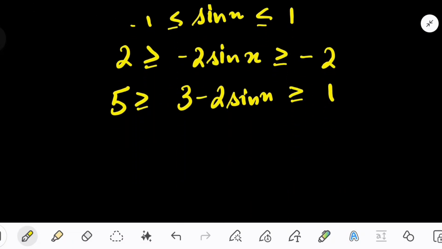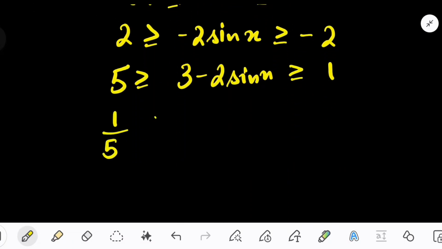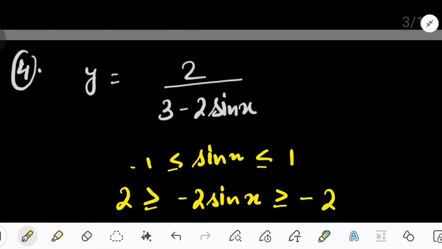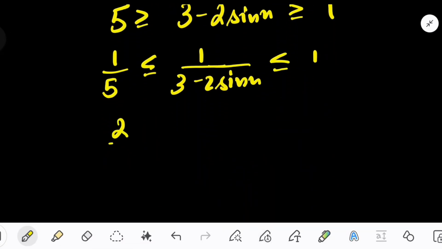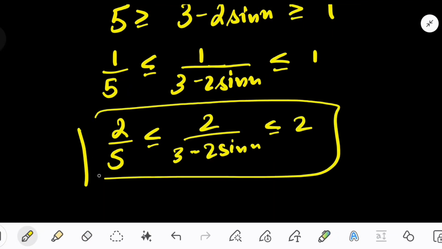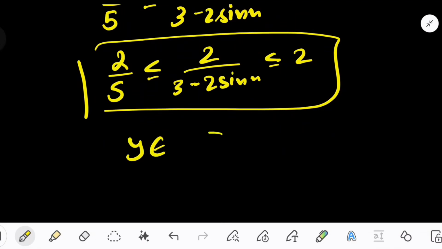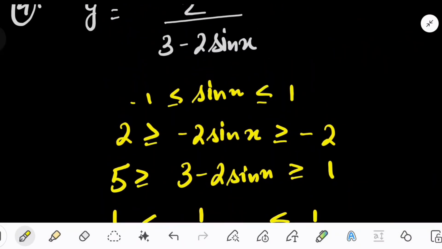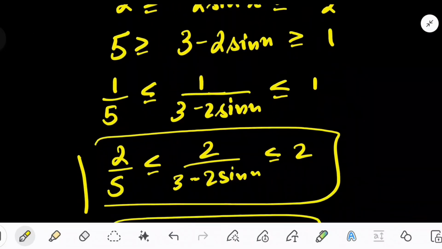Okay. And when you take the reciprocal, what will you get? 1 by 5. The inequality will reverse, correct? Less than or equal to 1. And then you multiply by 2 on both sides. You will get 2 by 5 less than or equal to 2 by (3 minus 2 sine x) less than or equal to 2, correct? And this is y. Y belongs to [2/5, 2], correct? I hope you are understanding the basic idea of how we find the range.